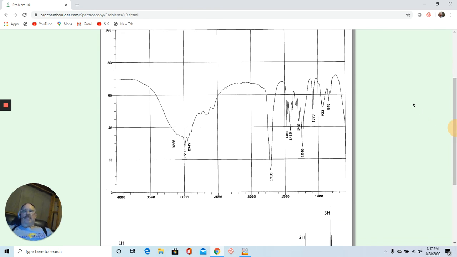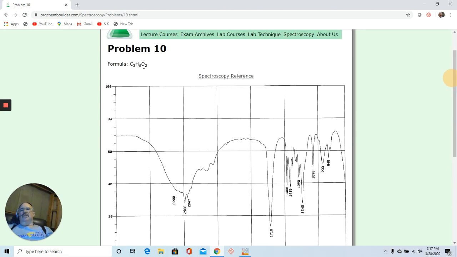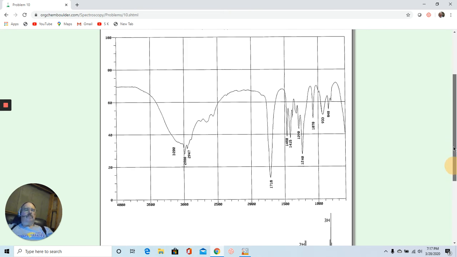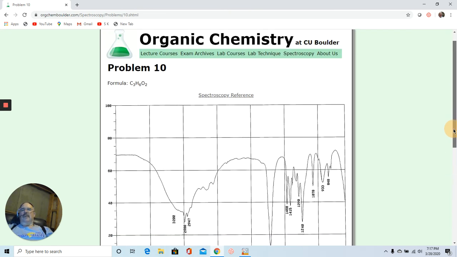Okay, this is clearly a carboxylic acid. Here is the carbonyl. We have 1 unsaturation unit. We have a very broad OH. Instead of the OH being here, like we would have for an alcohol, it's very broad. In fact, it's right on top of the CH. There's only one possible carboxylic acid with that formula, and that would be propanoic acid, CH3CH2COOH.